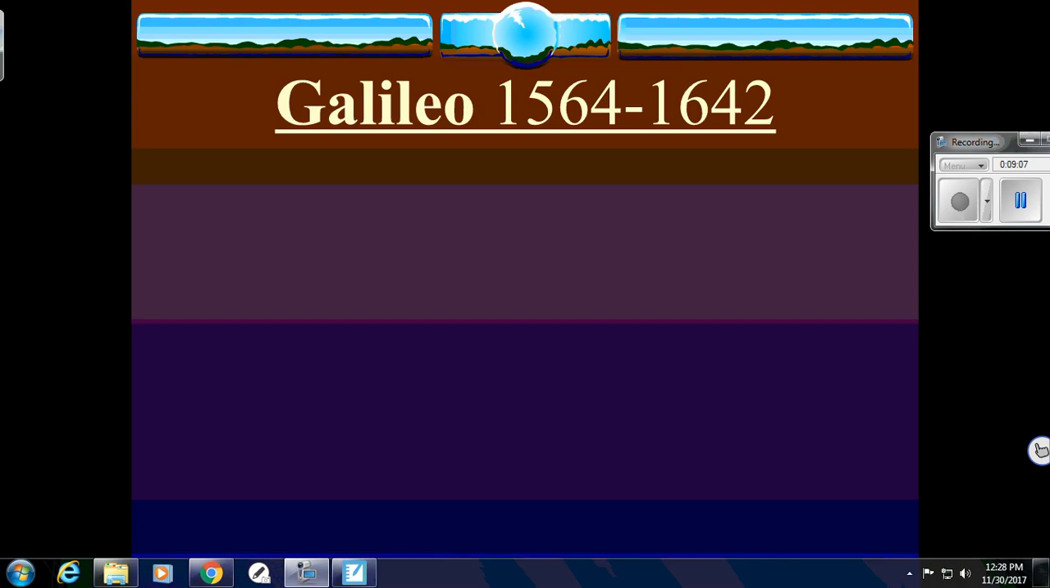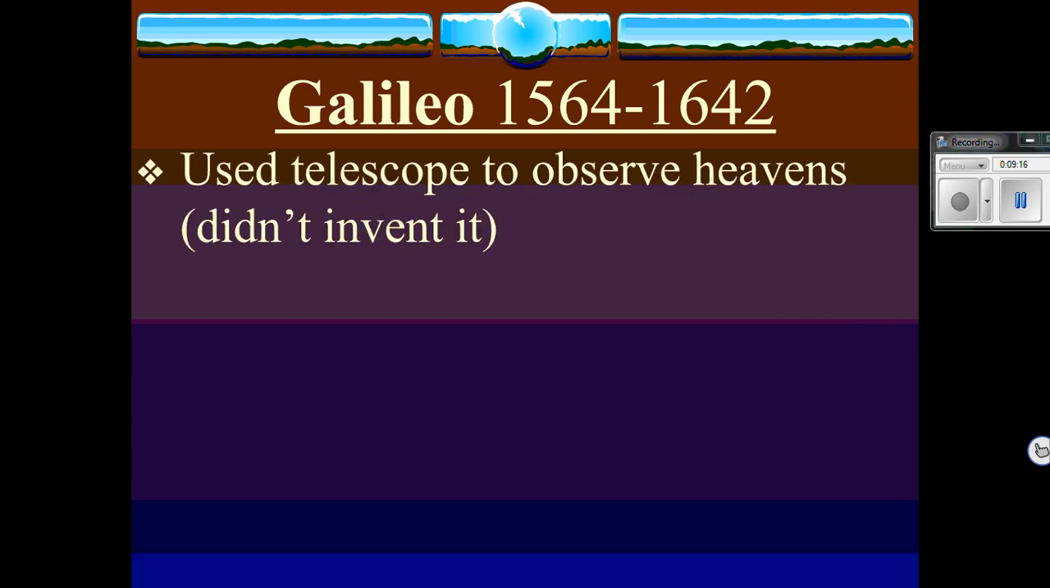We'll take a little side turn here for Galileo. Galileo is about the same time as Tycho, and the main thing that Galileo did, we've talked about Galileo's law of falling bodies, but the main thing he did in this story is he took a telescope and he pointed it at the heavens. This was huge. No one had ever used a telescope to look at the stars before. He saw all sorts of things that started to break down the Aristotelian geocentric model.